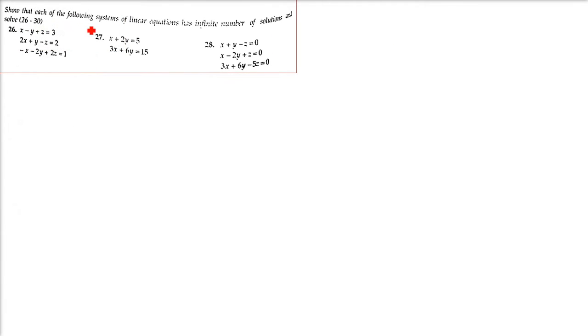Show that each of the following systems of linear equations has an infinite number of solutions, and solve. What does it mean when we have an infinite number of solutions? If I ask you how many points there are in a line, you will say infinite points. And when the system of linear equations all represent the same line.